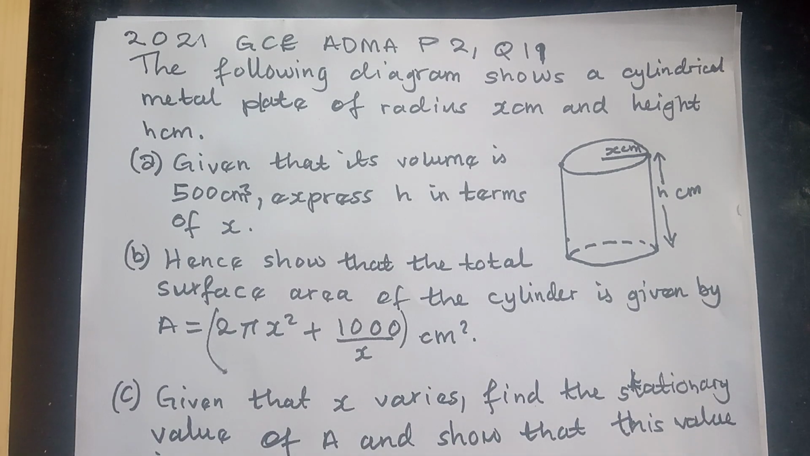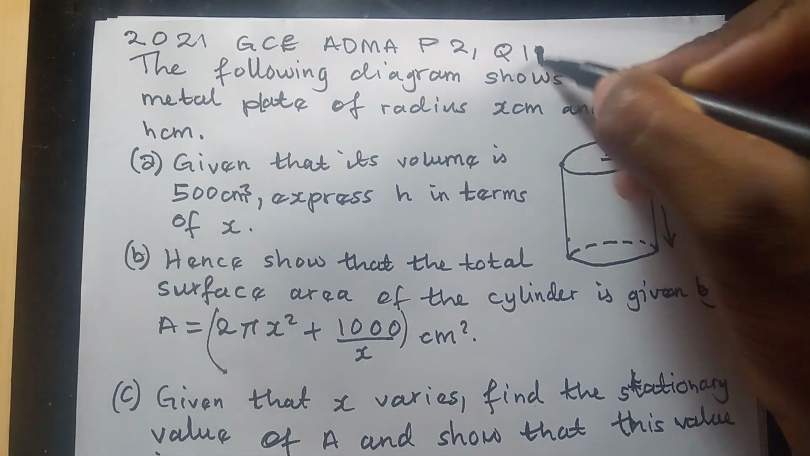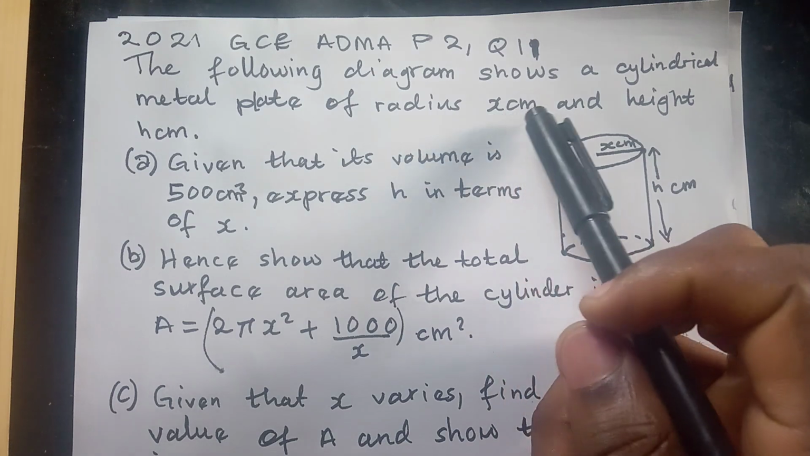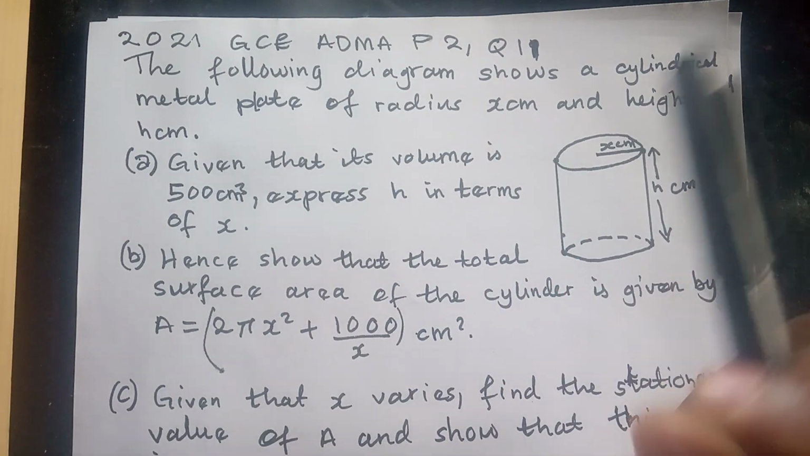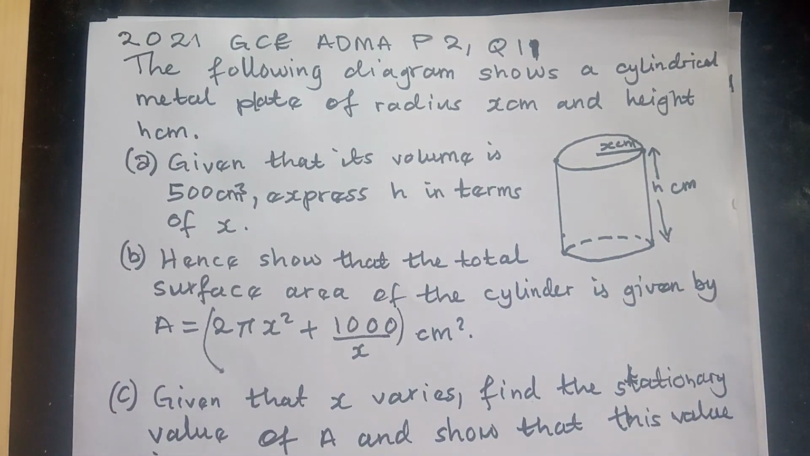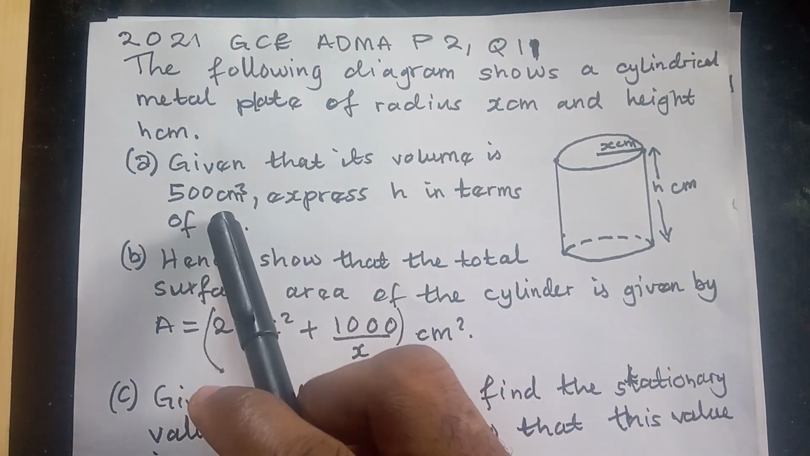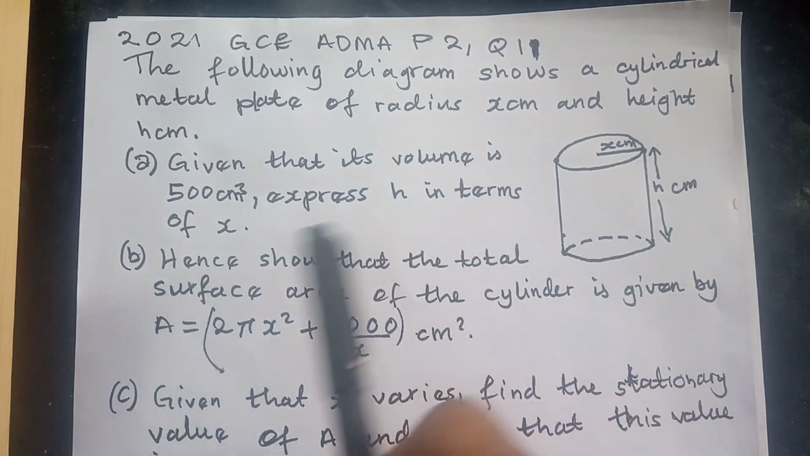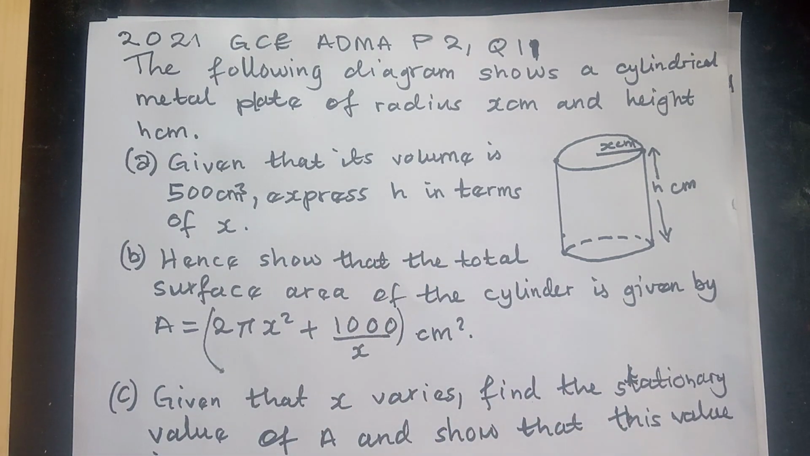2021 GCE ADMA paper 2 question 1. Actually, this is question 11. The following diagram shows a cylindrical metal plate of radius x centimeters and height h centimeters. Given that its volume is 500 cubic centimeters, express h in terms of x.